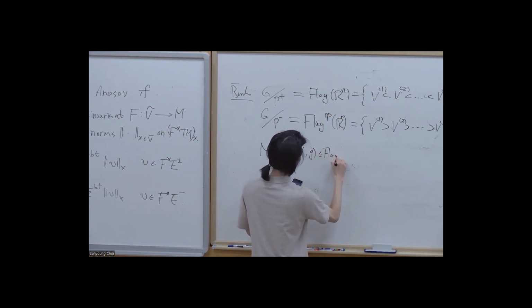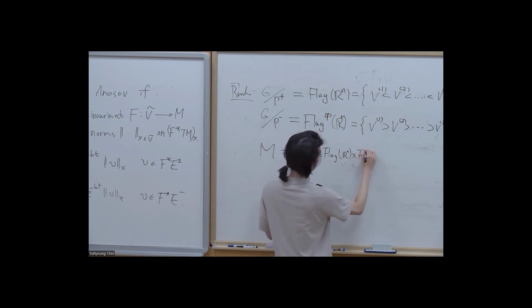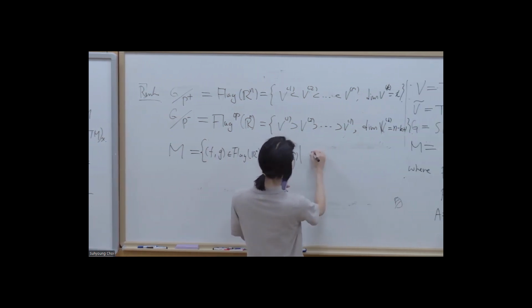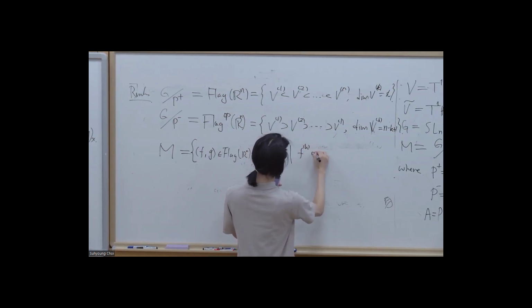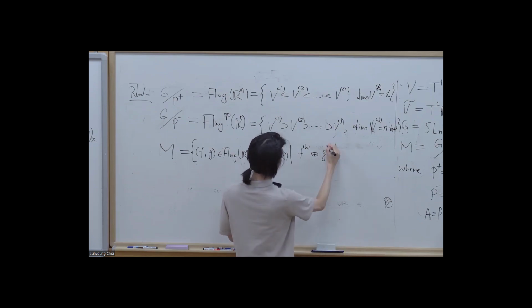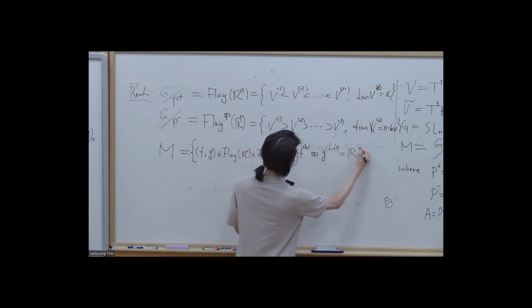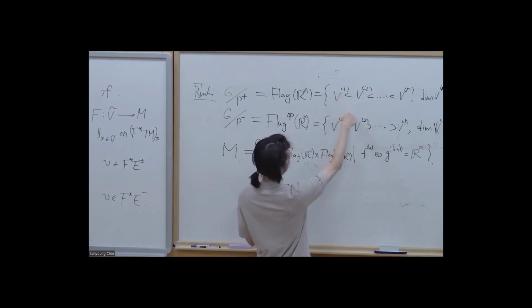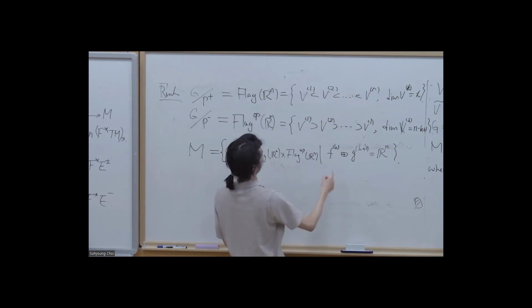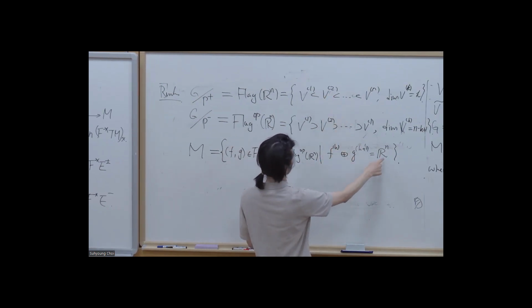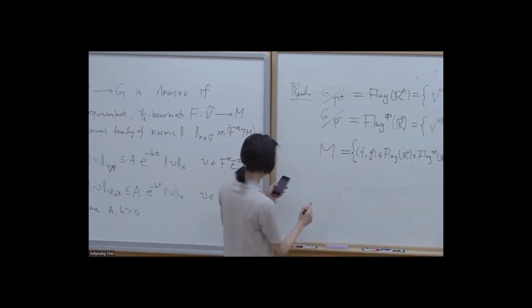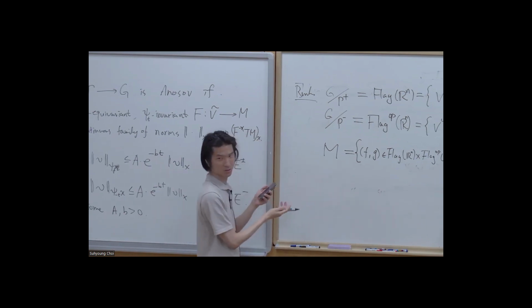So flag R^n times opposite flag R^n, and they satisfy some transversality condition. This is a direct sum. So say if you pick this space and this space, they form a direct sum, giving you the whole space R^n. If you pick this and this, they also give you a direct sum, the whole space R^n. Okay, so any questions so far?